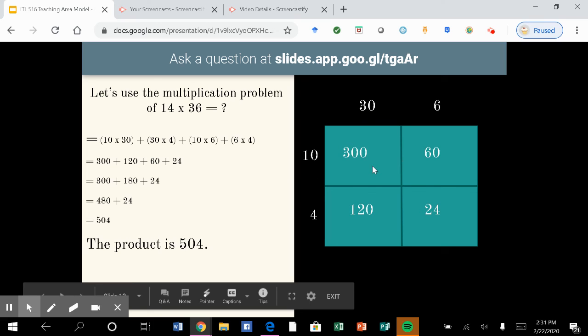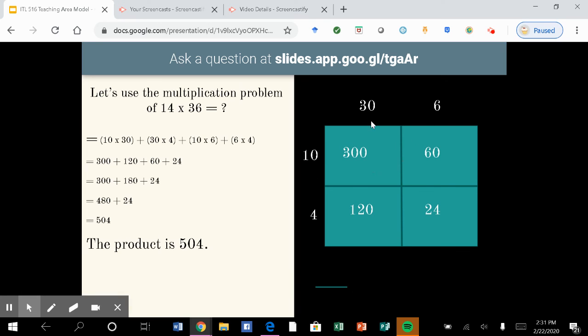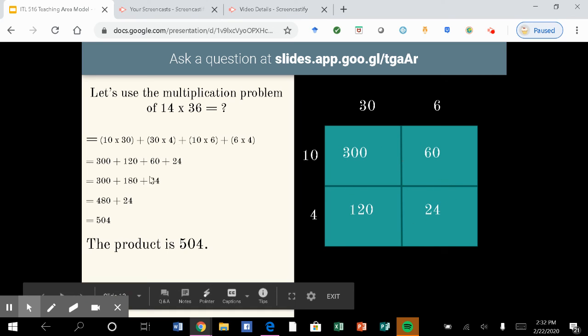We know 30 times 10 is 300. 30 times 4 is 120. 6 times 10 is 60. And 6 times 4 is 24. So now we have to add these up all together to create the new product.